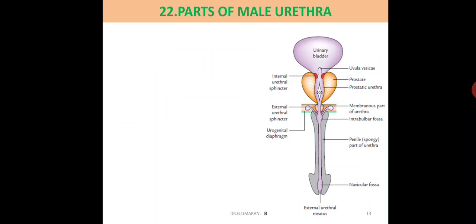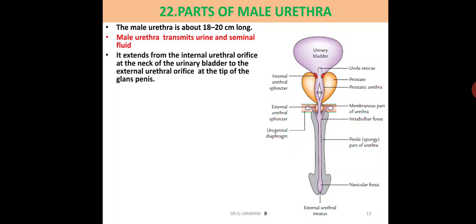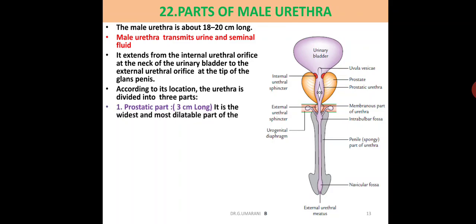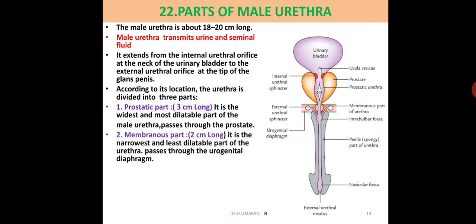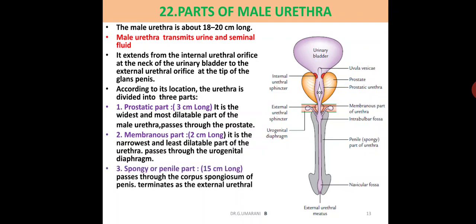So last question, parts of the male urethra. The male urethra is 18 to 20 centimeter long and it transmits urine and seminal fluid. It extends from the internal urethral orifice at the neck of the urinary bladder to the external urethral orifice at the tip of the glans penis. According to its location, the urethra is divided into 3 parts. Prostatic part, 3 centimeter long, is the widest and most dilated part of the male urethra. Membranous part, 2 centimeter long, is the narrowest and least dilated part of the urethra. And spongy or penile part, 15 centimeter long, passes through the corpus spongiosum of the penis and terminates as the external urethral orifice just below the tip of the glans penis.